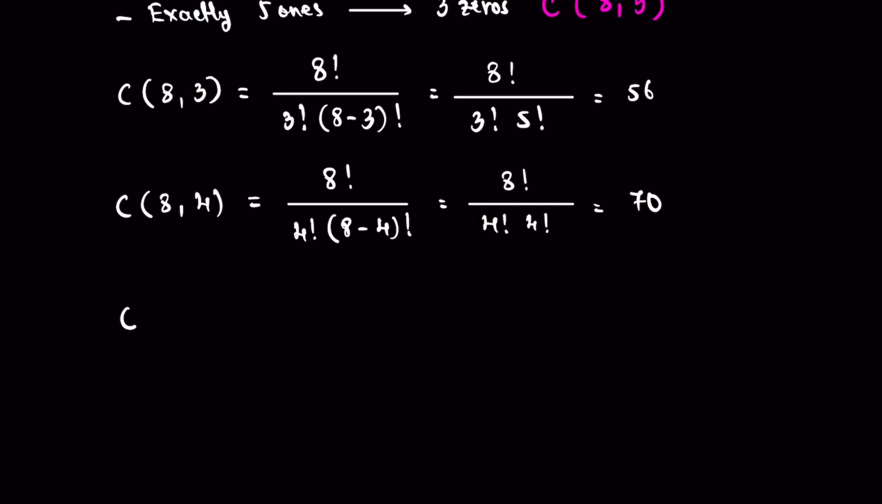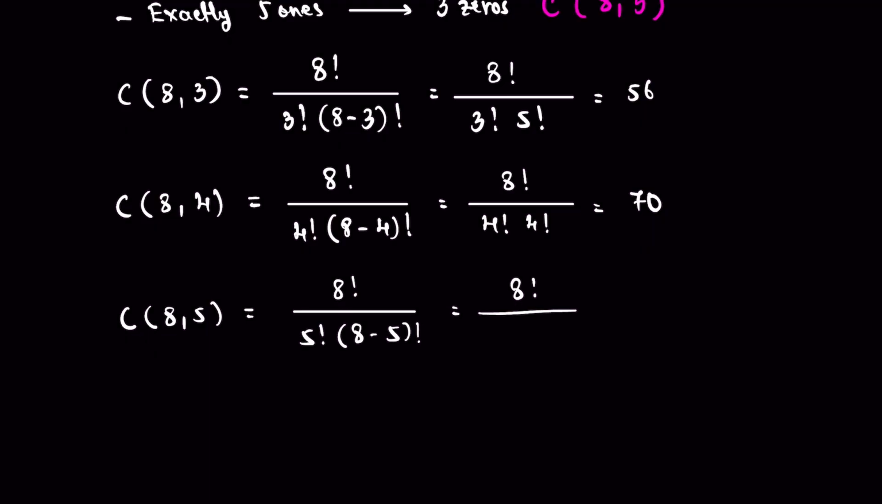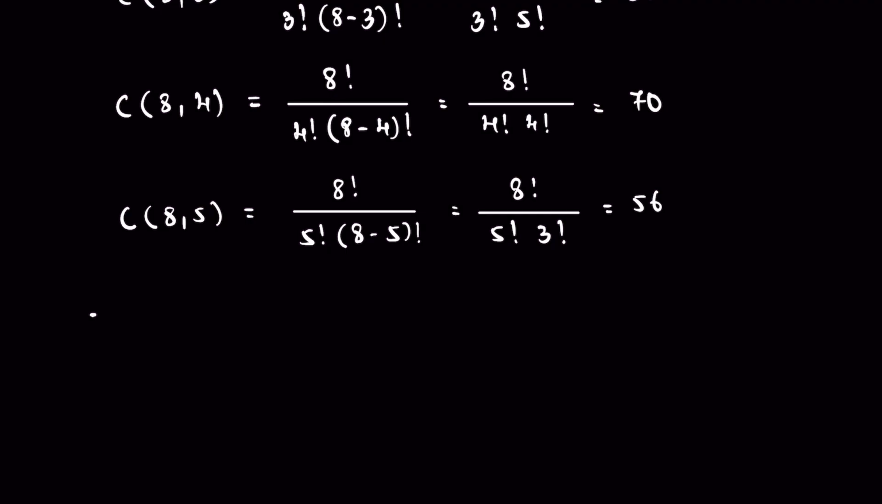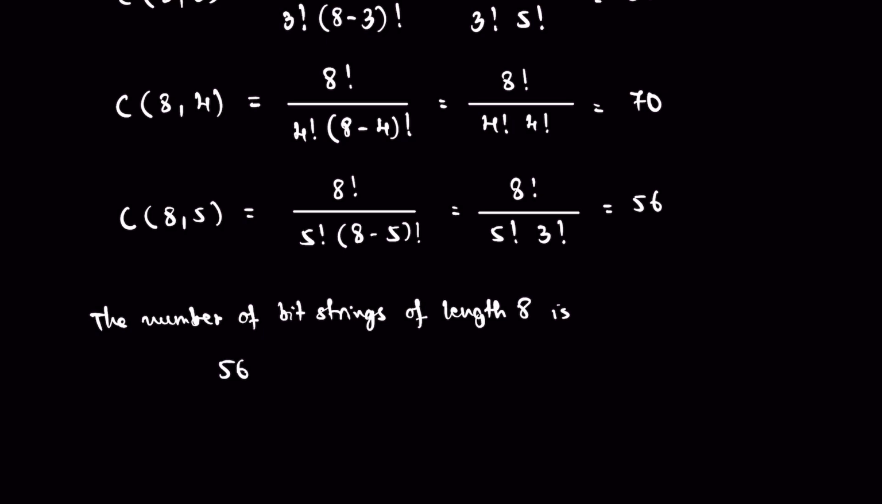And in the last case of C(8, 5), you have 8 factorial divided by 5 factorial times (8 minus 5) factorial, which is equal to 8 factorial divided by 5 factorial times 3 factorial, which is also equal to 56. And the number of bit strings of length 8 is going to be 56 plus 70 plus 56, which is equal to 182 bit strings of length 8. So that's it for the example of combinations.